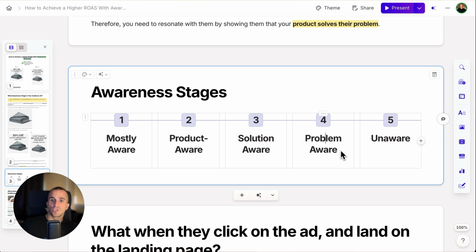In the problem aware stage, it is the example that we have covered above, and in this stage people are very well aware of the problem, but they still don't know what the possible solutions are.